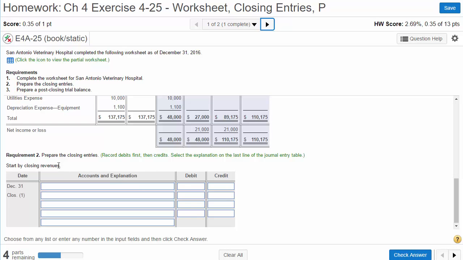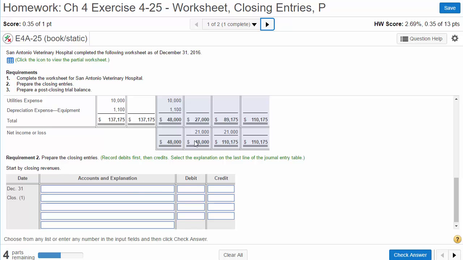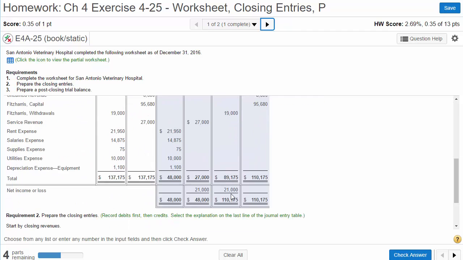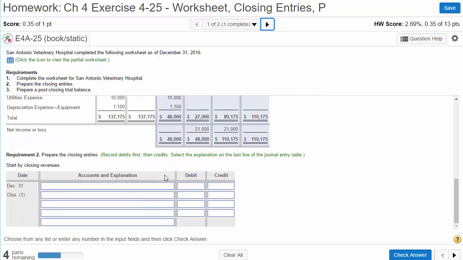All right, now we're going to prepare the closing entry. So remember, even though we've done the worksheet, we've not actually closed anything in our official records, which is the journal. So the steps to close are REID. R being revenue is closed, and then expenses are closed. I is income summary, that's closed, and then D for draw is closed.